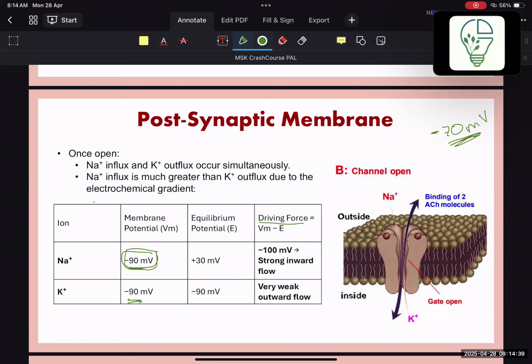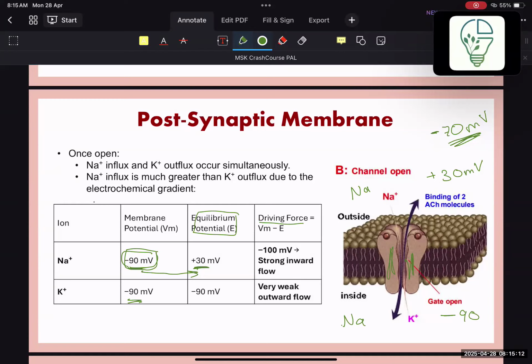And the equilibrium potential of sodium is positive 30 mV. What does that mean? That means that if we open this channel, we're going to want to move the membrane potential closer to the sodium's equilibrium potential. So the inside of the cell is negative 90, and for us to make the concentration of sodium inside the cell and outside of the cell equal, we're going to want to reach positive 30 mV. Okay, I hope that was clear.